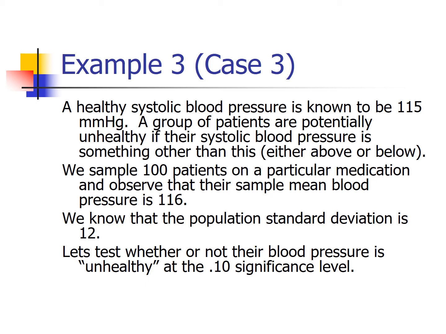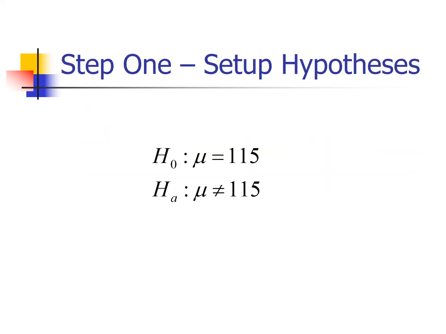And just to mix things up a little bit, let's test whether or not their blood pressure is unhealthy, whether or not their blood pressure is different than 115. Let's do it at the 0.10 significance level, just to show that 0.05 is not entirely scripture. You can do other comparisons or other significance level tests. So step one, set up our hypotheses. Just like before, the mean is not equal to 115 as our alternative. The null is always a statement of equality, so it's that the mean is equal to 115.